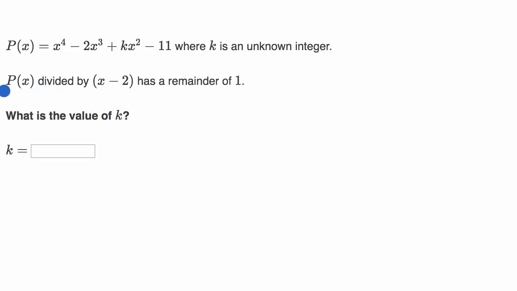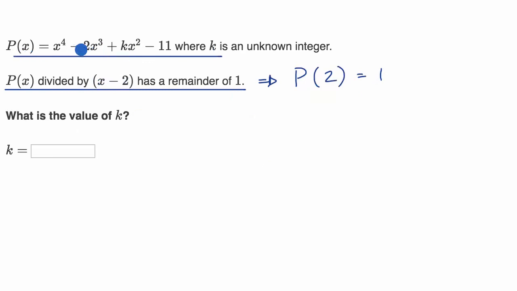All right, well, this second sentence, that p of x divided by x minus 2 has a remainder of 1, that tells us that p of, not of negative 2, but p of positive 2, whatever x value would make this expression equal 0, that p of 2 is equal to 1. And then we could use this top information to figure out what p of 2 would be. It would be 2 to the 4th power minus 2 times 2 to the 3rd power plus k times 2 squared, minus 11. And all of that, that's p of 2 right over here, that's going to be equal to 1.